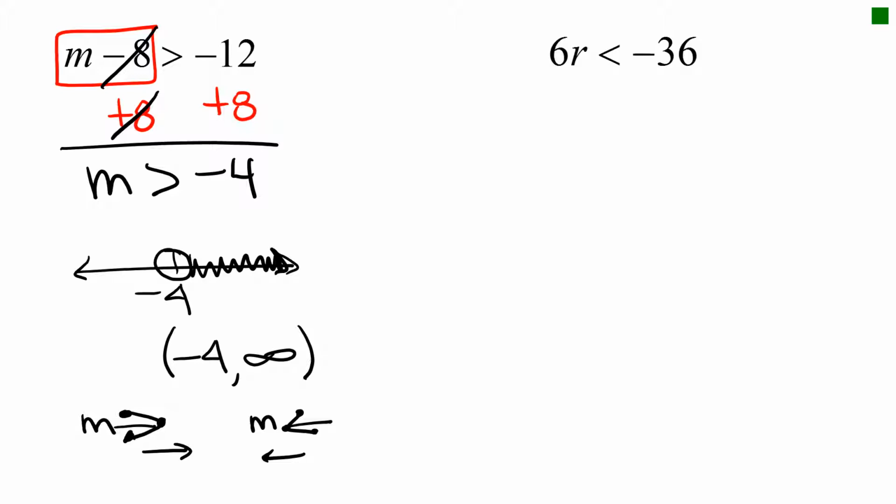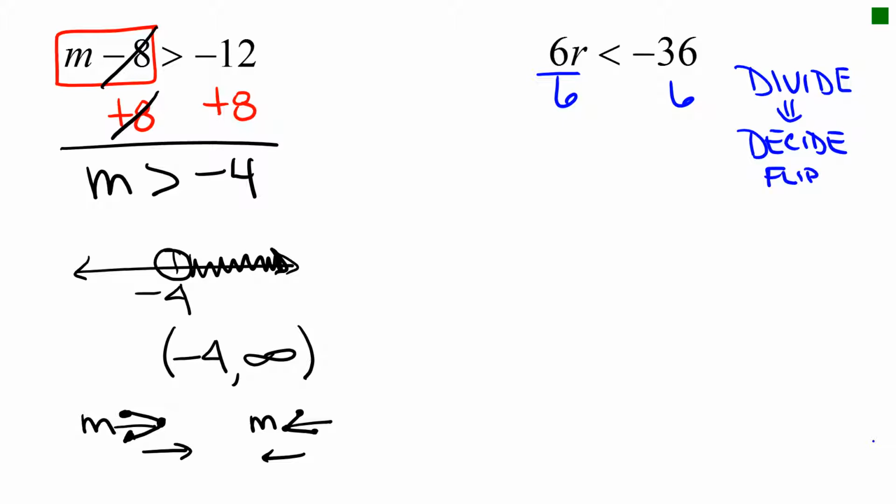So when I look at this next one, all I have is multiplication. I don't have any plus or minus, so I'm going to go ahead and divide both sides by 6. When you divide, that's when you decide. What are you going to decide? Do you flip the sign? The number you're dividing by, if it is negative, you flip the sign. It's not negative, not flipping. Cancel these 6's. R is going to be less than negative 6.